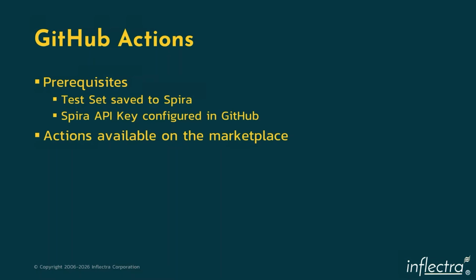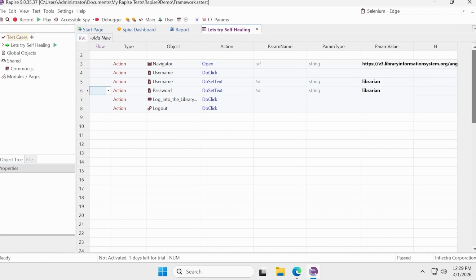Now let's discuss running Rapise tests with GitHub Actions. The prerequisite for this is to have a test set that is saved to Spira, and we need to have a Spira API key configured as a GitHub secret. Then you need to know how to find an action on the marketplace, and this is what we are going to cover now. I've got a test that was created earlier today.